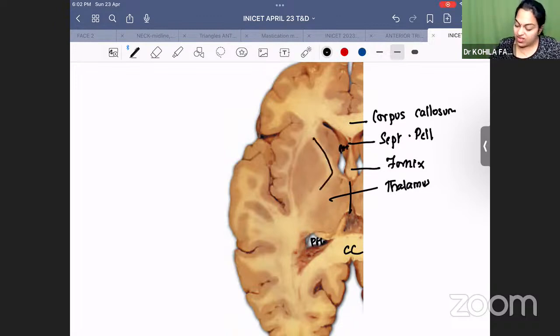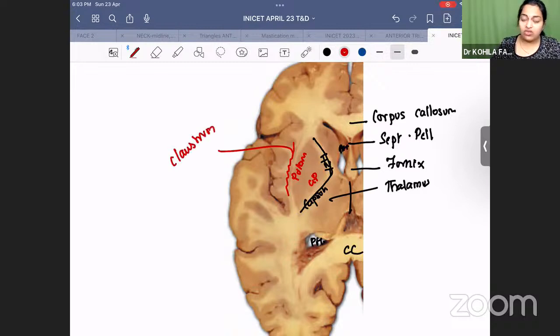Now, what is this? This V-shaped thing. That's the internal capsule, right? Now, you can make out the lentiform nucleus here. The outer part is the putamen and the inner part is the globus pallidus, right? This will be the claustrum. Inner to the claustrum is the external capsule. Outer to it is the extreme capsule. This will be the insular cortex.